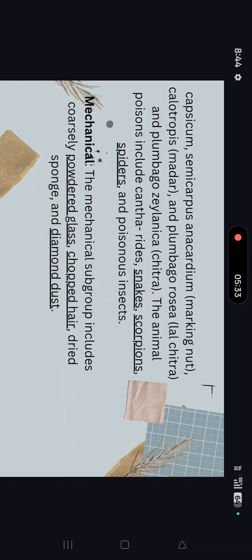In mechanical, there are powder of glass, diamond dust, chopped hair. No one can imagine chopped hair acting as a poison, but yes, it does.